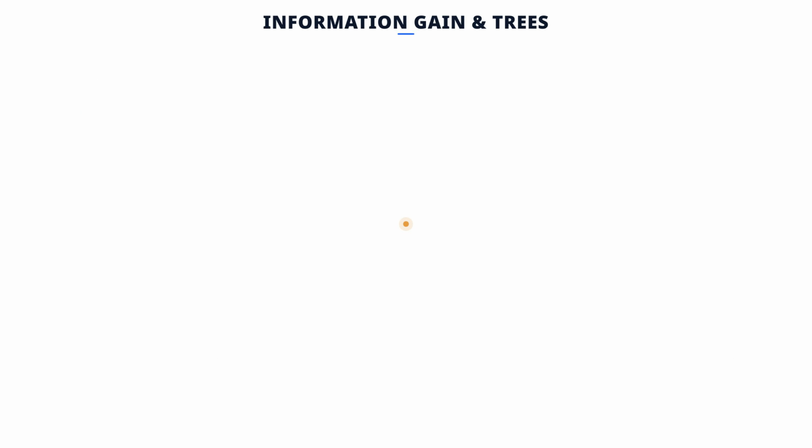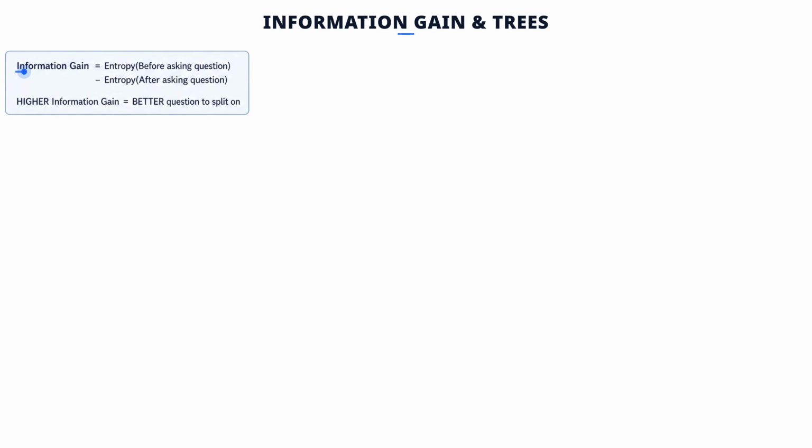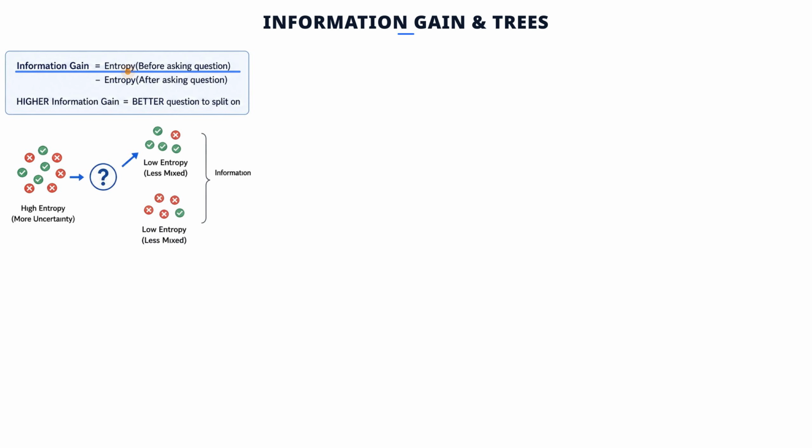How do decision trees know which questions are actually worth asking? The entire process is driven by a metric called information gain, which you can see right here. It is simply calculated by taking the entropy or uncertainty before asking a question and subtracting the entropy after asking that question. The golden rule is simple. A higher information gain means you found a better, more informative question to split your data on.